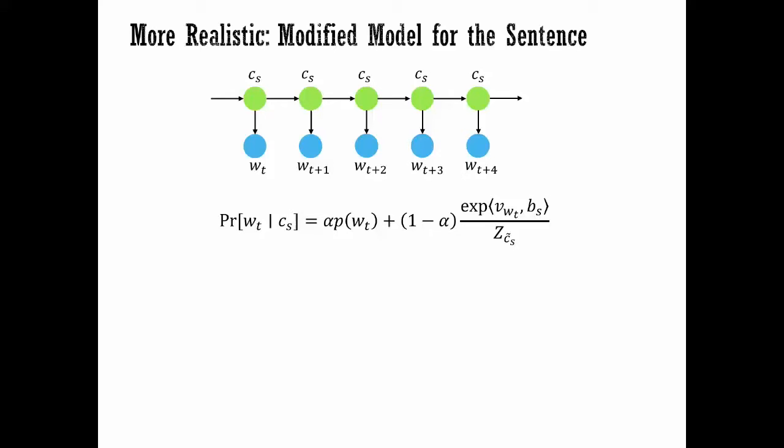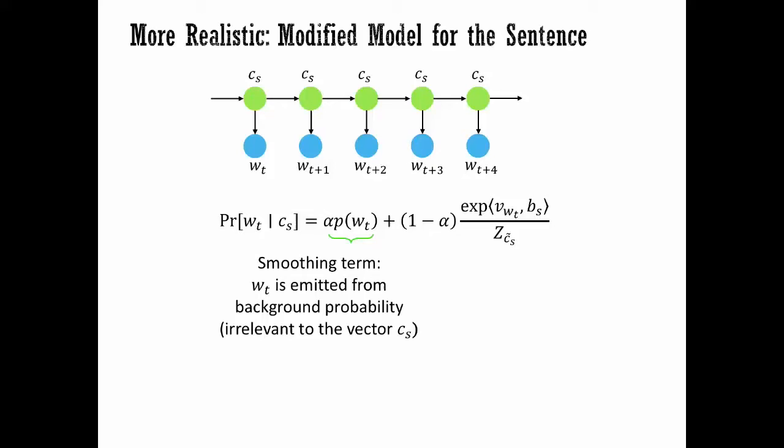Let's explain these two terms. The first term is a smoothing term. The rationale is that even when an author is writing about a car, there is still quite a lot of chance of generating a word that is completely unrelated to car, for some random reason. So we add this smoothing term to capture this background probability that is not relevant to the discourse vector.